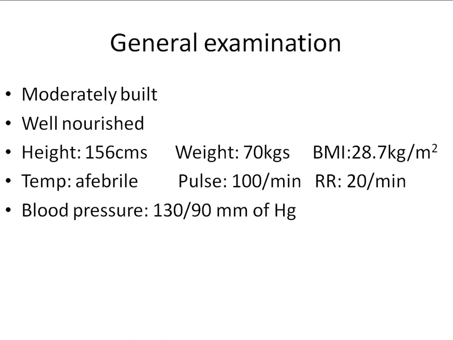So again, coming to the next thing, that is general examination. He is well-built and well-aged. Height is 156 centimeters, weight 70 kgs, and BMI. BMI is very important for non-communicable diseases, especially diabetes, so we can calculate BMI. BMI is nothing but weight by height square, that is kilogram per meter square.